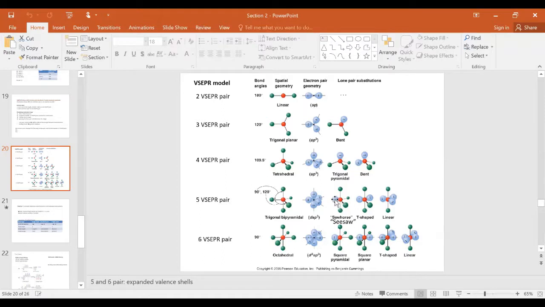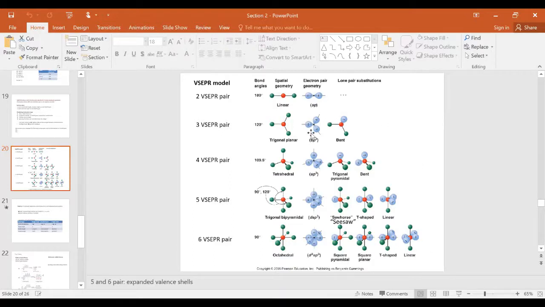So basically, this is for the one lone pair. If you have two lone pairs, then it's the T-shape. And if you have three, then it's linear. And the other one is a six VSEPR pair. So the bond angle is 90 degrees for the six VSEPR pair, and then the subsequent models, including the square pyramidal, square planar, T-shape, and the linear.